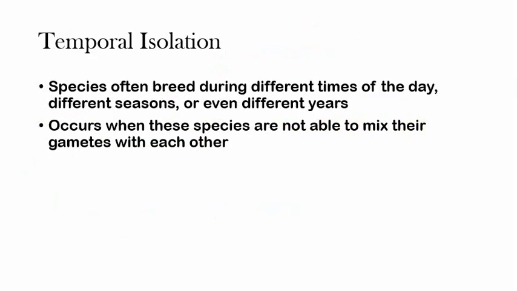Okay, so that's habitat isolation. Now, temporal isolation. Temporal isolation is when you have this isolation because of time. Sometimes species often breed during different times of the day, different seasons, or even different years. So this occurs when the species are not able to mix their gametes with each other. So you can think of this as time. Let me write that down. Time.